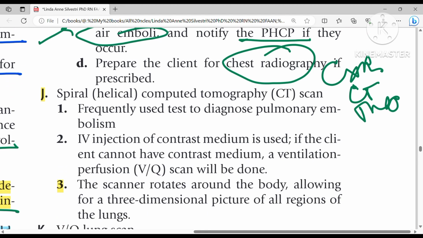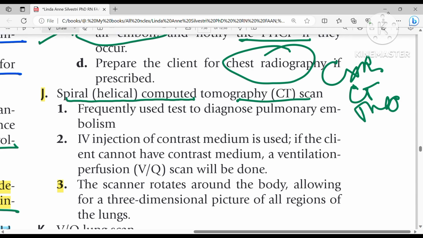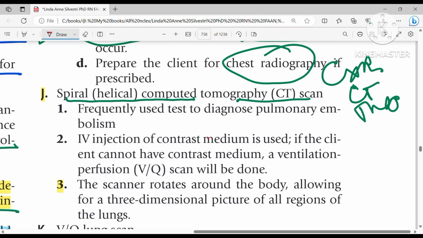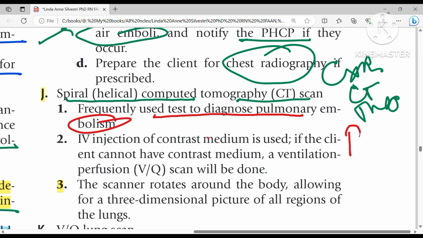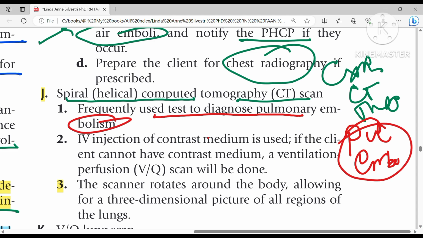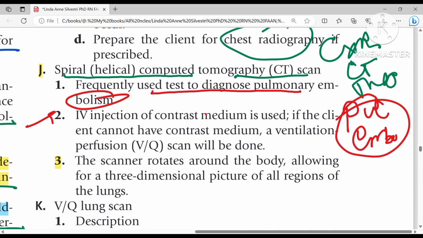Now the next diagnostic test is spiral or helical computed tomography, that is the CT scan. So what is that CT scan? It is a frequently used test to diagnose pulmonary embolism. So CT will be used mainly for pulmonary emboli. For that we can use IV contrast medium. If the client cannot have contrast medium, a ventilation-perfusion scan will be done.